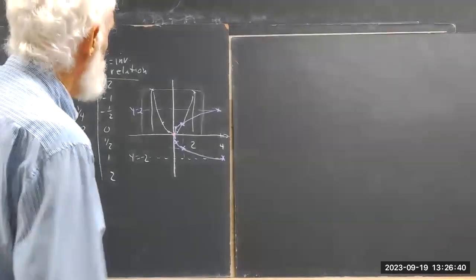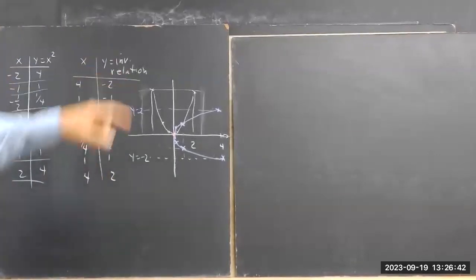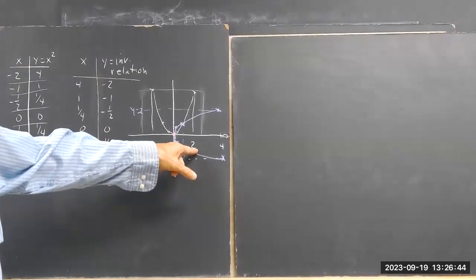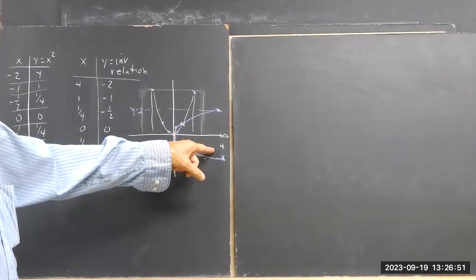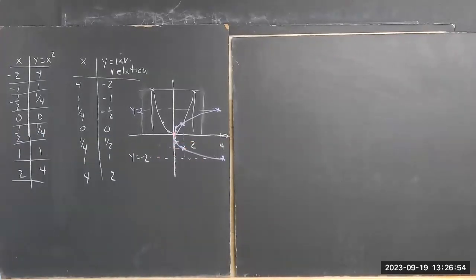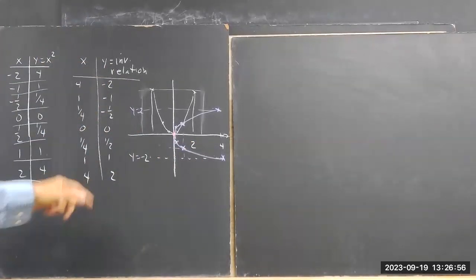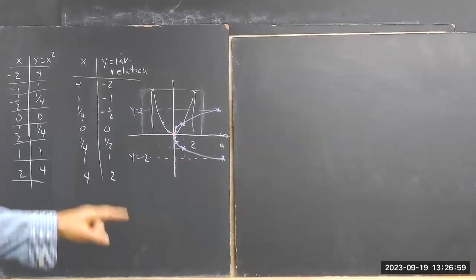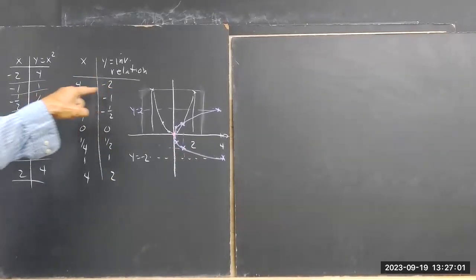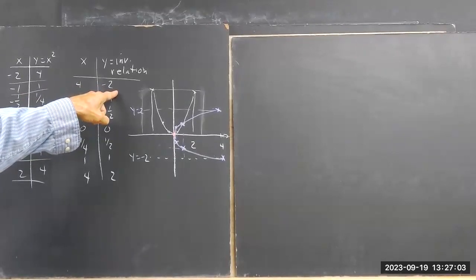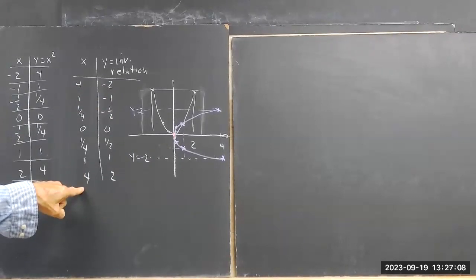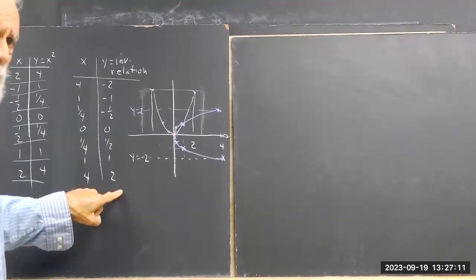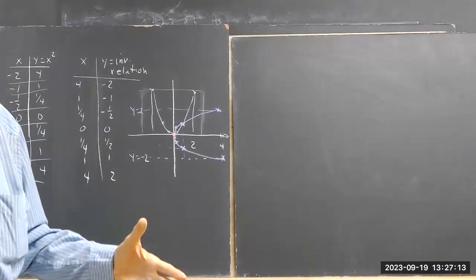Now, this isn't a function. If I ask you what's the value of the inverse relation for x equals 4, well, the first number you see is if x is 4, y is -2. Yeah, plus or minus. Down here, though, you've got 4, and you're going to tell me it's 2. You can't give me 2 answers.